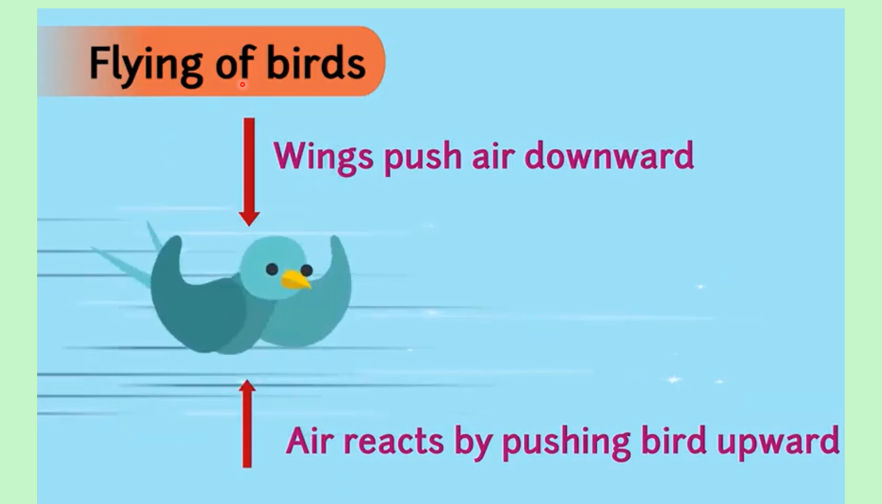Let us discuss one more example here. Flying of birds. The bird's wing exerts force on the air. Therefore, the wings push the air downward. At the same time, this air exerts force on the wing. Then the air reacts by pushing the bird upward. Because of the air exerting force on the wing, it pushes the bird upward. Therefore, here also there is an equal and opposite reaction.